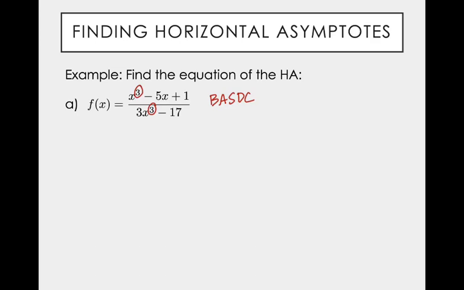Since both degrees are the same, we're going to divide the coefficients. The coefficients are a 1 on top and a 3 on bottom. So your horizontal asymptote is going to be y equals 1/3. And that's all there is to it. Once you figure out which one of those 3 cases we're in, it's pretty fast to find the horizontal asymptote. So let's try a couple more.